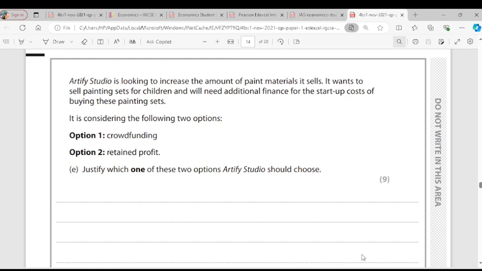The Artifice Studio is looking to increase the amount of paints material it sells. It wants to sell painting sets for children and will need additional finance for the startup cost of buying these paint sets. It is considering the following two options: crowdfunding and retained profit.